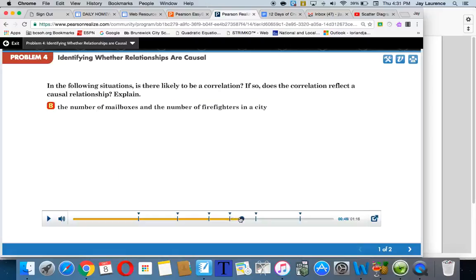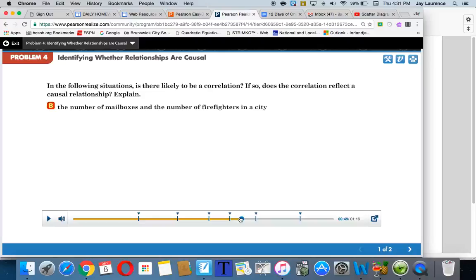All right, now here's another example. The number of mailboxes and the number of firefighters in a city. Well, let's think about it. If there's lots of mailboxes, is it likely that there's going to be lots of firefighters? Well, the more mailboxes there are would seem to indicate that it's a bigger city. A bigger city is going to need more firefighters, right? So this has a positive correlation.